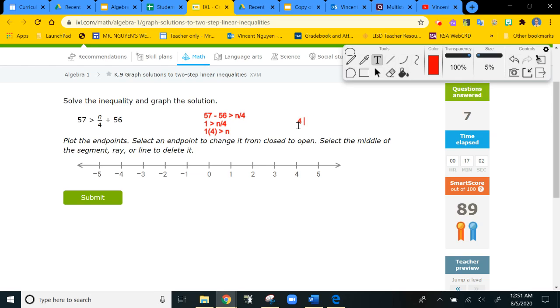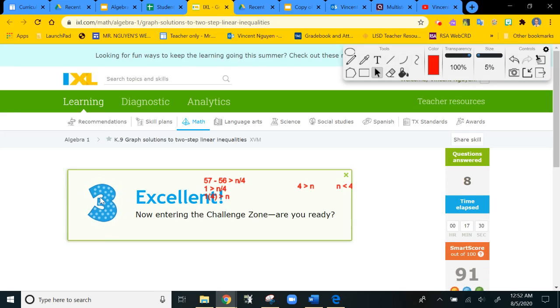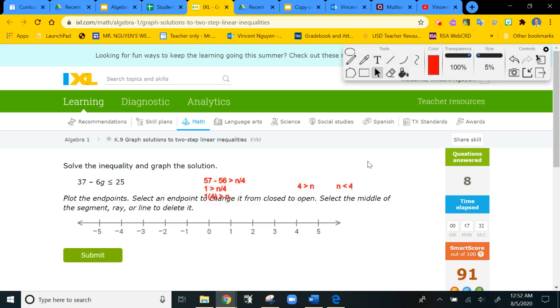But then remember, we have to read the variable first. So I can rewrite this as n is less than 4. If you feel more comfortable reading it the other way, then switch everything. So we're going to go to 4, open circle, so click again, and then less than, so we go all the way over here. Submit. All right, we made it to the challenge zone.